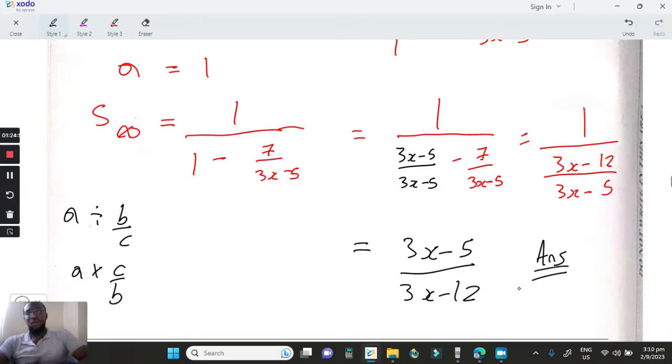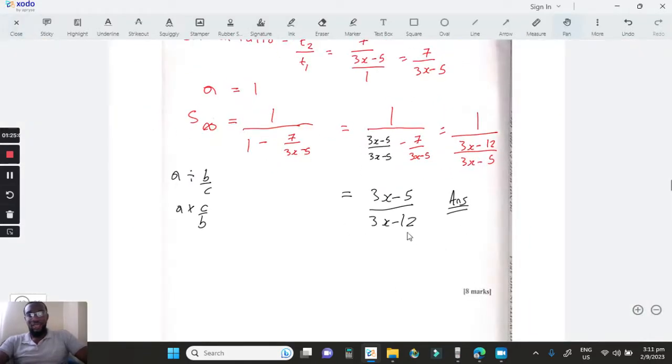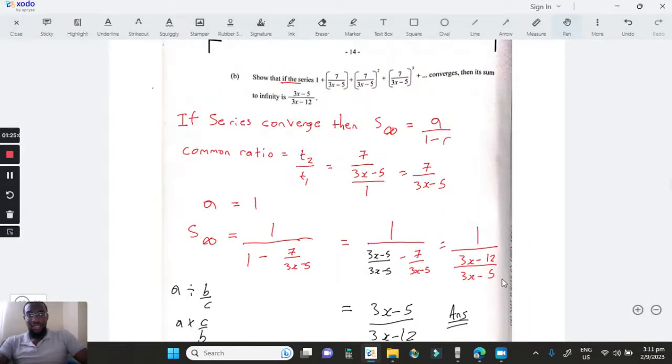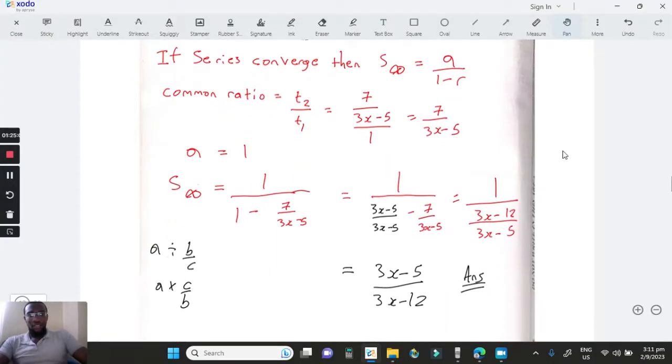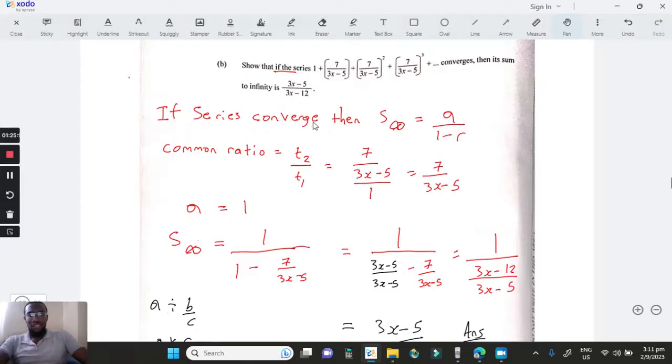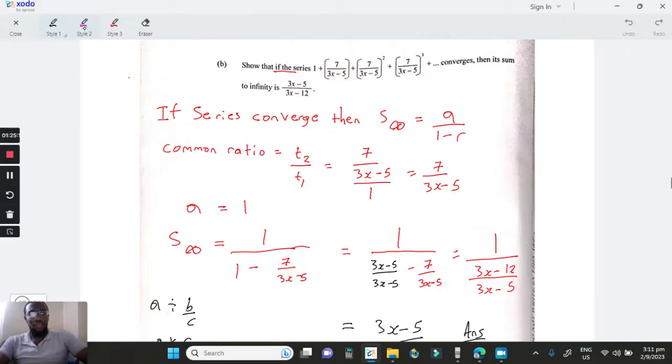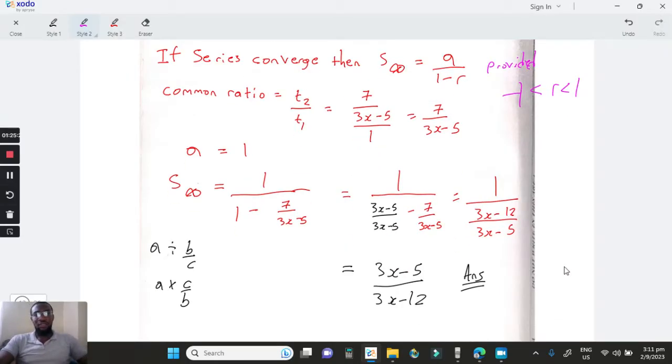Done. How many marks for that? Has to be 5. Can't be more than 5. 8 marks for that, and we didn't do anything. We take it. Sum to infinity is what? If the series converges, that's the sum to infinity. And if you want to add further information, you can write provided the common ratio is between 1 and minus 1. But it has to be, since they say it converges anyway. Right? So that's what we have. Easy.